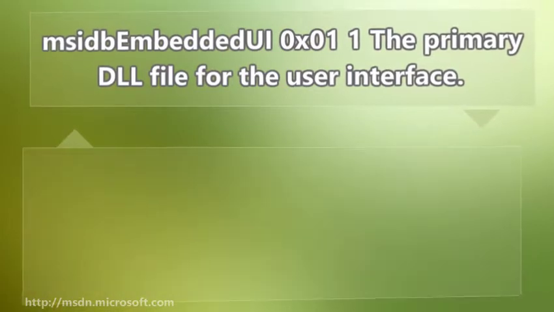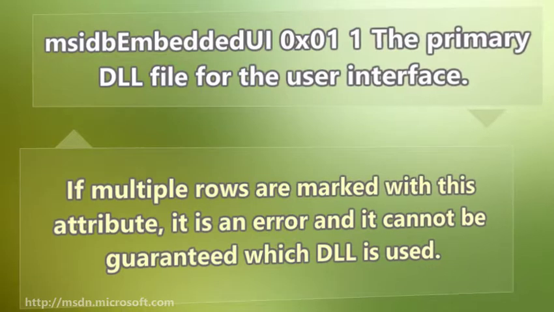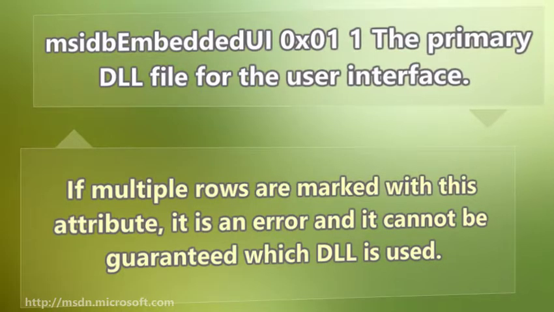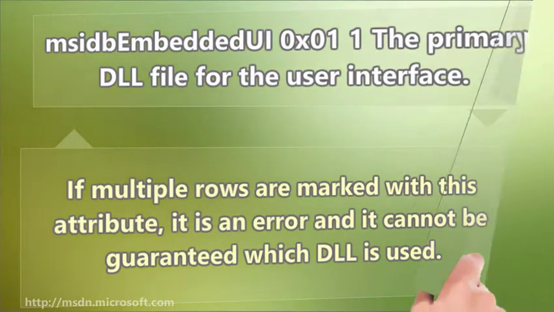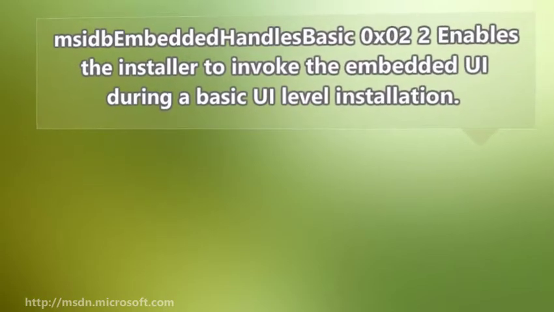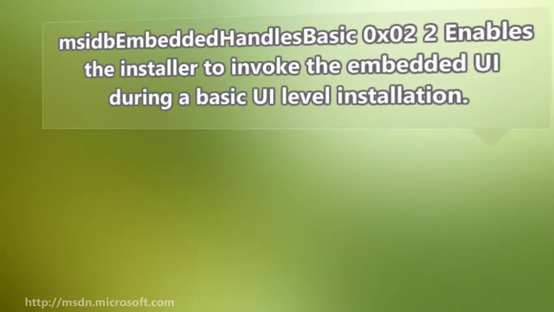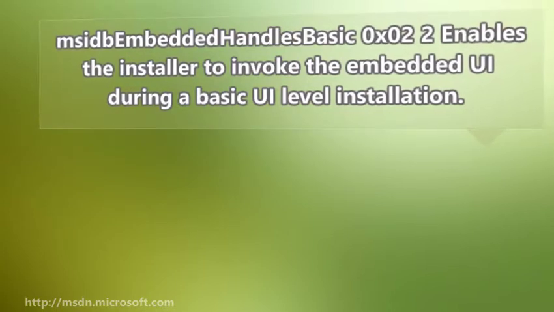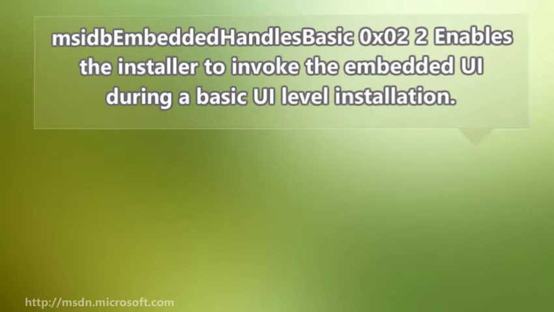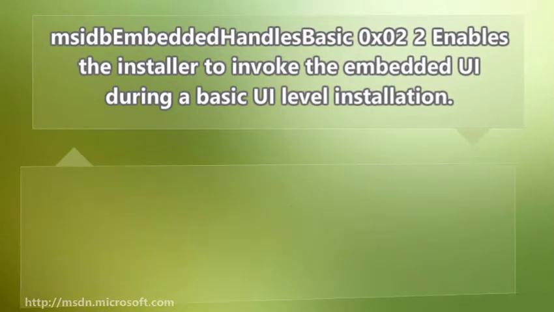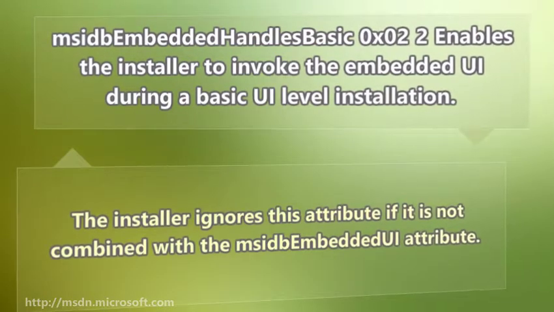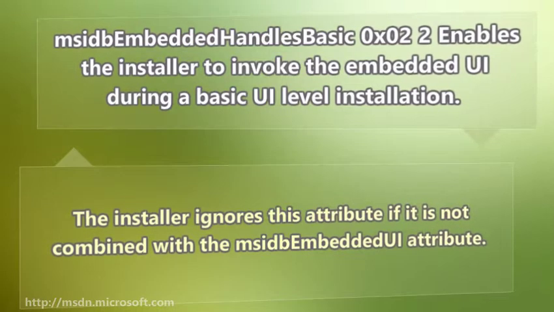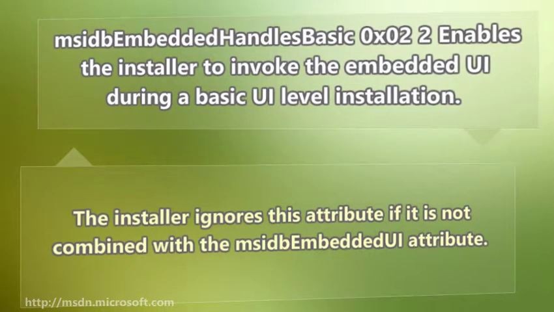If multiple rows are marked with this attribute, it is an error and it cannot be guaranteed which DLL is used. MsiEmbeddedUIBasicUI, 0x02: enables the installer to invoke the embedded UI during a basic UI level installation. The installer ignores this attribute if it is not combined with the MsiEmbeddedUI attribute.